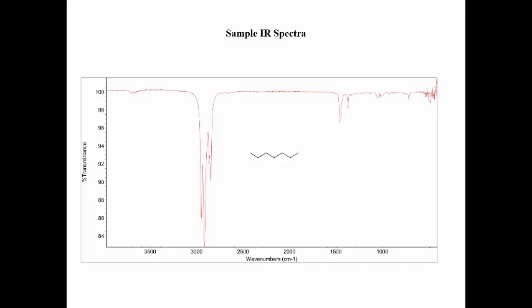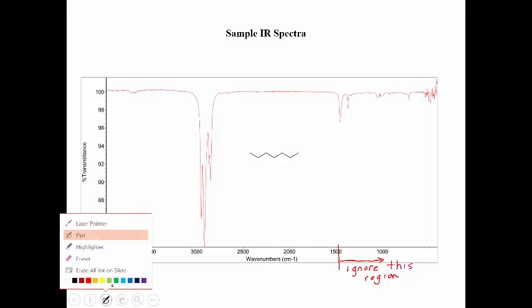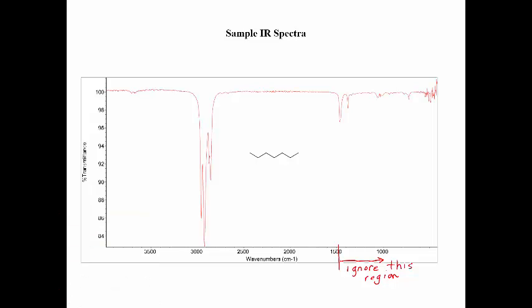First of all, for my class, ignore the region that's below 1500. So ignore this region below 1500. This is a region of the spectrum that's usually difficult to interpret. It's also known as the fingerprint region. And there are some important peaks in this area of the spectrum, but we're not going to be talking about them.